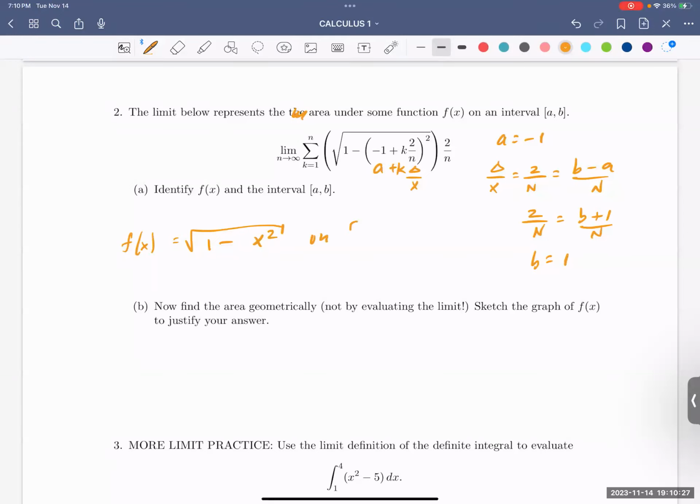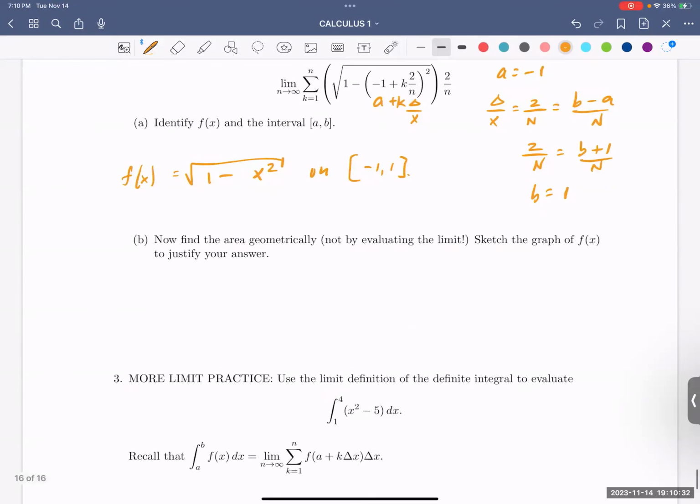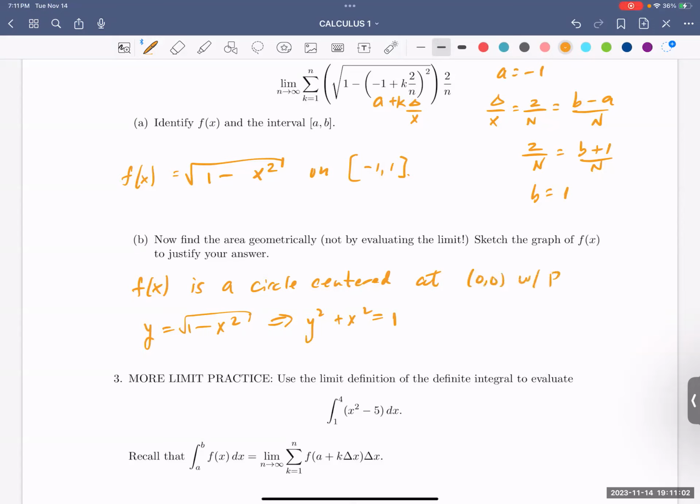on -1 to 1. Find the area geometrically. Let's see, f of x is a circle centered at, and if we wrote it, let's take f of x equal to y. We'd have y is the root of 1 minus x squared. That tells us that y squared plus x squared is equal to 1. That's a circle centered at the origin with radius equal to 1.